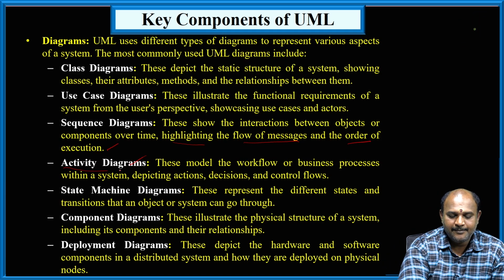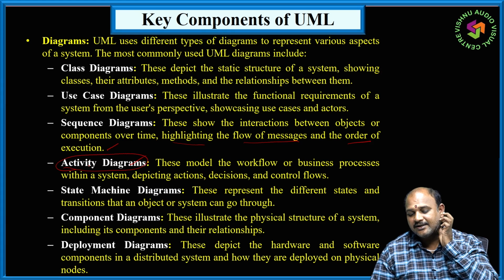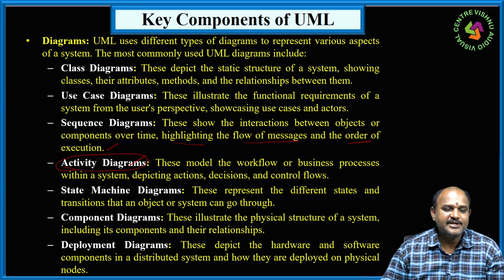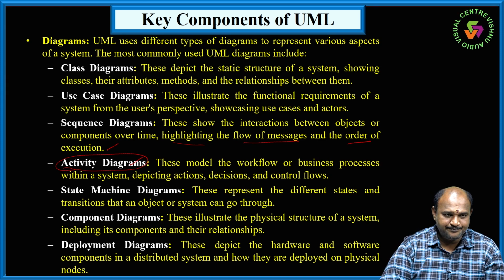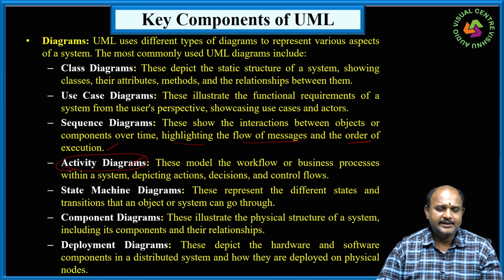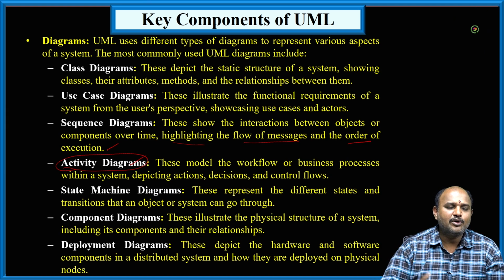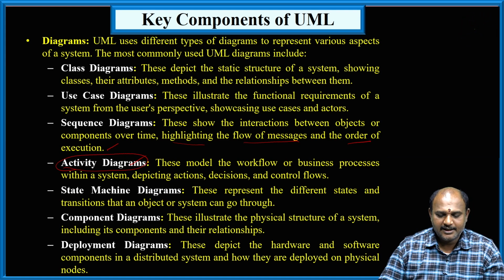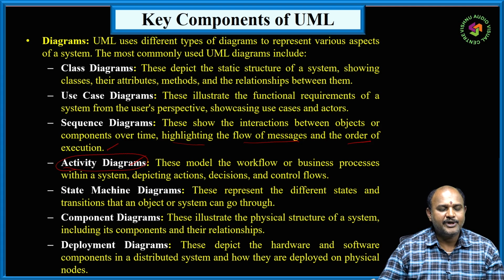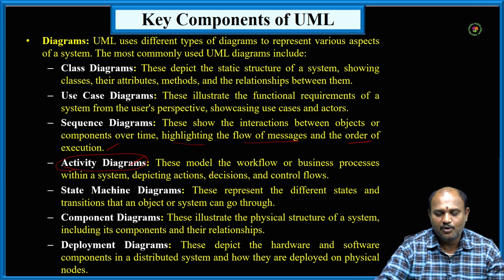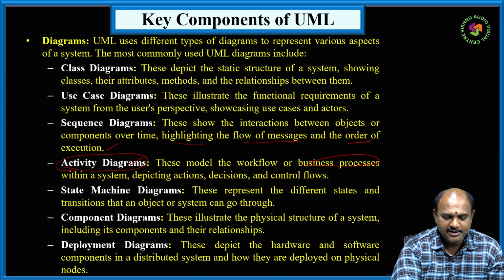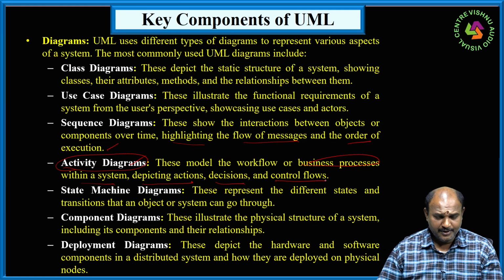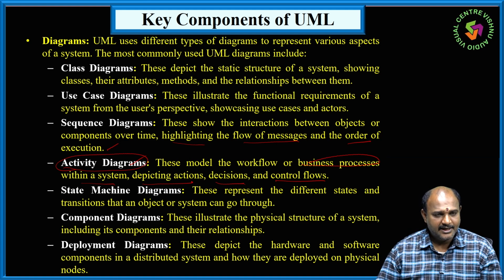The next one is the activity diagram. It shows how work flows from the start to the end, and that will be discussed in the activity diagram. It is a static manner and follows the use case diagram. Based on that, we can make the diagram. We have some graphical components, which I will explain in the next class. These models the workflow and business process of the system, depicting actions, decisions and control flows. These are some of the components used in the activity diagram.